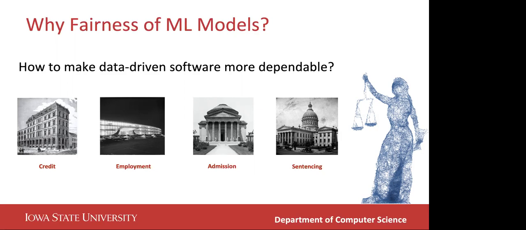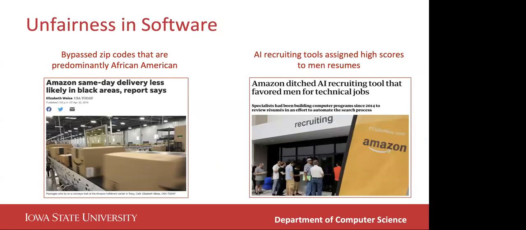Next, I'm going to talk about some incidents that we have seen recently. In the first example, Amazon started their same-day delivery in many cities, but they bypassed the zip codes of many areas where most of the people are African American. In the second example, in 2015, Amazon used a secret AI tool intended to filter their job applications. The tool was reported to discriminate between men and women. The recruiting engine was penalizing the resumes of women; with the same qualifications, women were penalized and men were not. So Amazon decided not to use that software anymore.